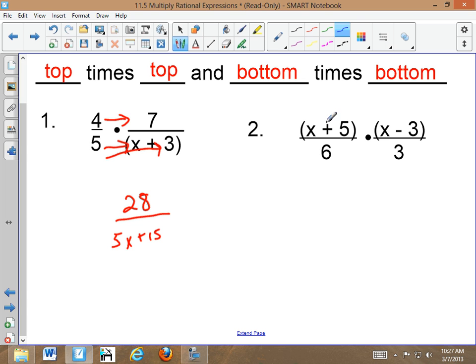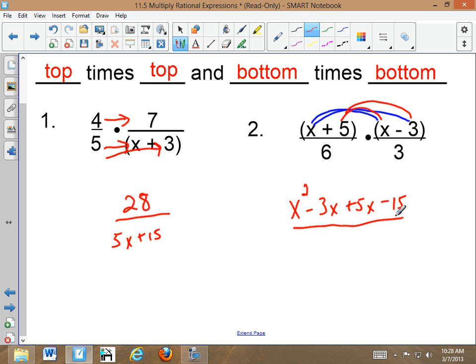Okay, here I have 2 binomials I have to multiply. I know that I have to do this times this. And then I also have to do the second term to everything in the other. So I take the first term, multiply it to everything in the second binomial. Take the second term, multiply it to everything in the second binomial. X times x is x squared. X times negative 3 is negative 3x. 5 times x is plus 5x. 5 times 3 is negative 15.